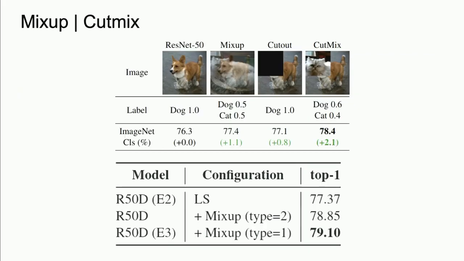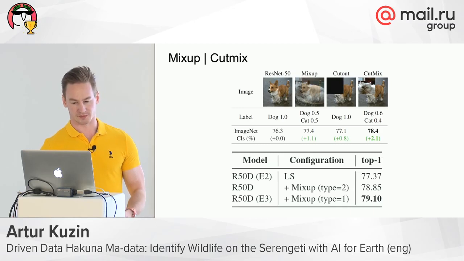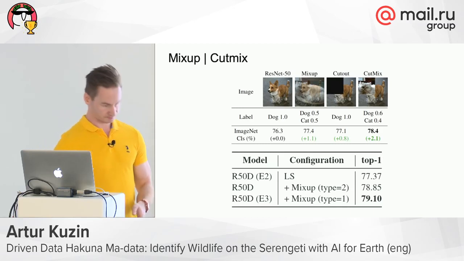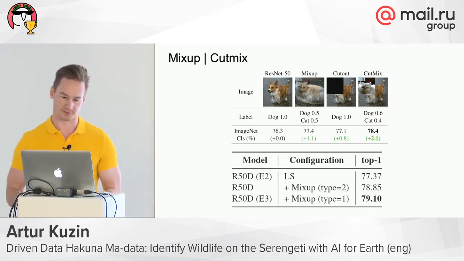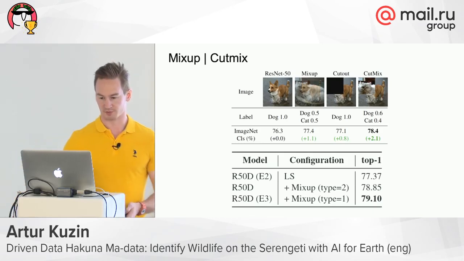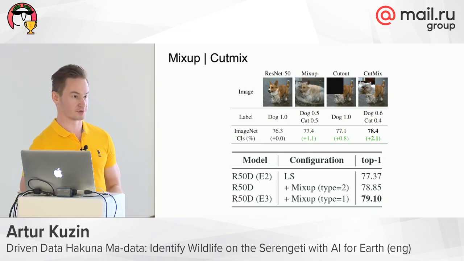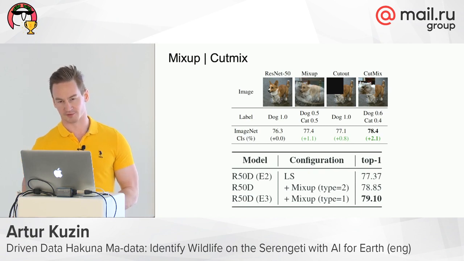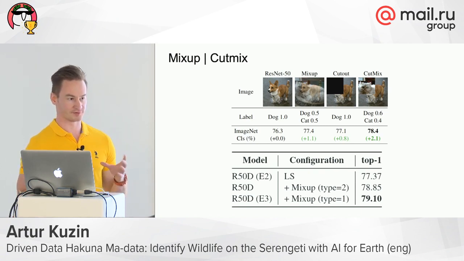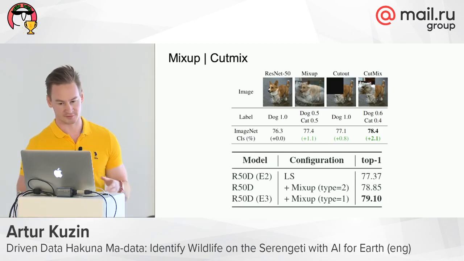The next thing is about mixup and CutMix. Mixup is a pixel-wise mixture of 2 images. For example, if you have an image of a dog and a cat, and you mix them at the pixel level, you get a cat with a ghost of the dog in the background.